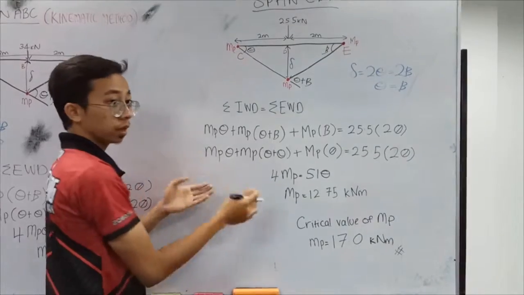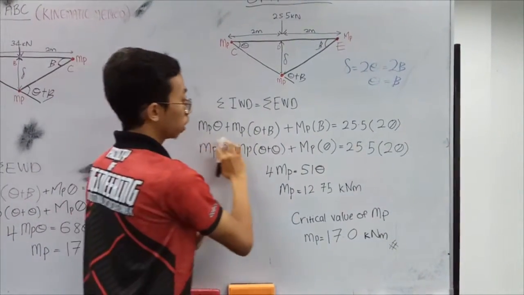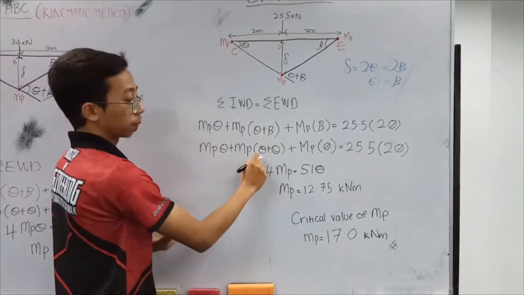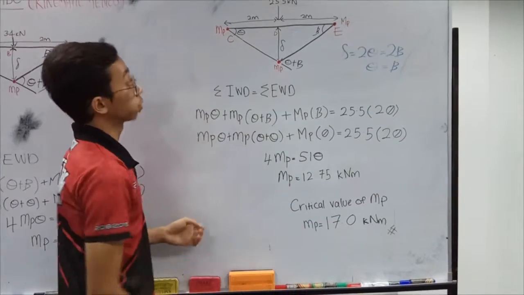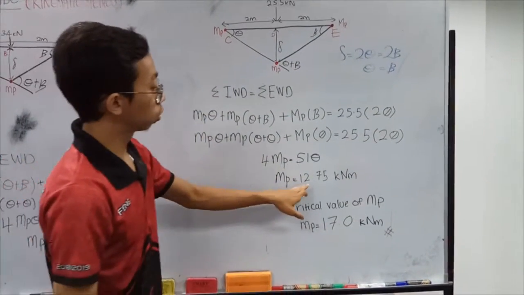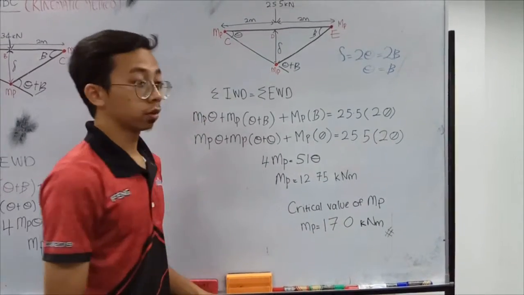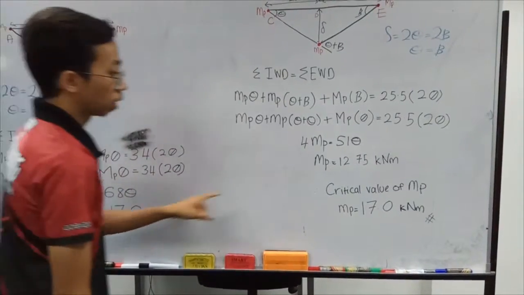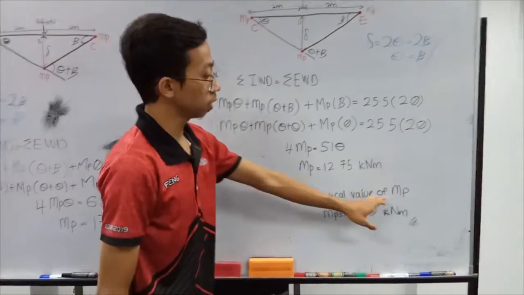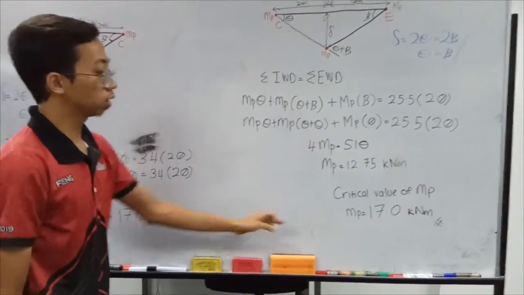After that, same as before, for theta or beta we choose either one and we make an equation full of theta. After that, we calculate, and we got the plastic moment for span CDE equal to 12.75 kilonewton meter. So here we have two plastic moments, and for the critical value of the plastic moment, of course we have to choose the higher one, which is 17.0 kilonewton meter. That's all for kinematic.